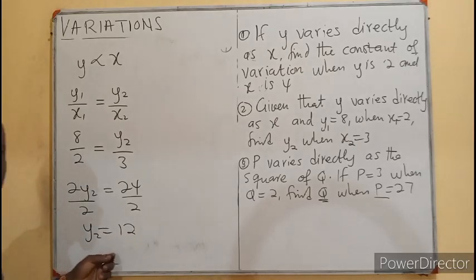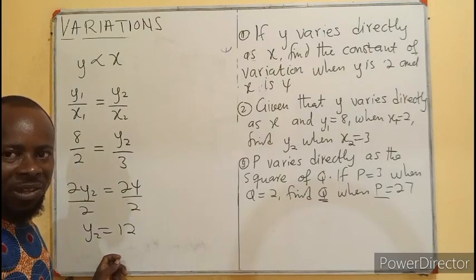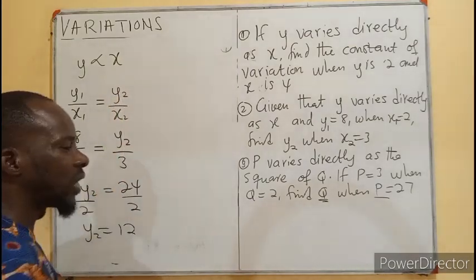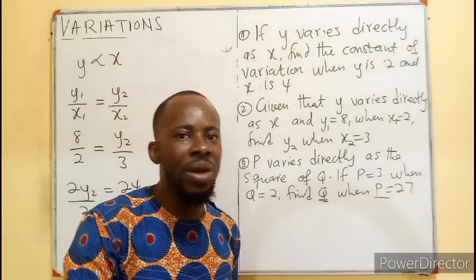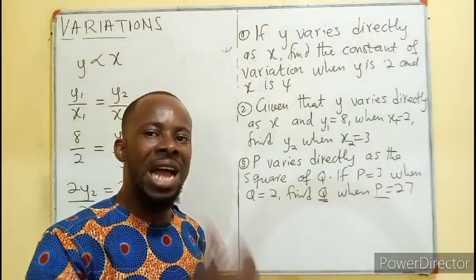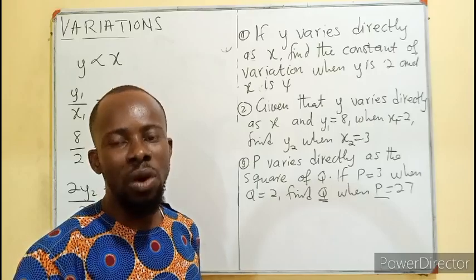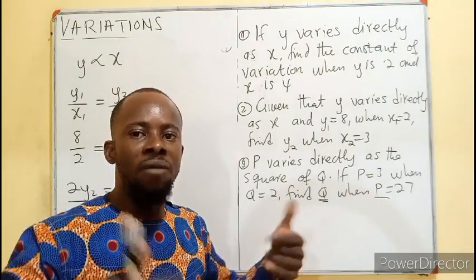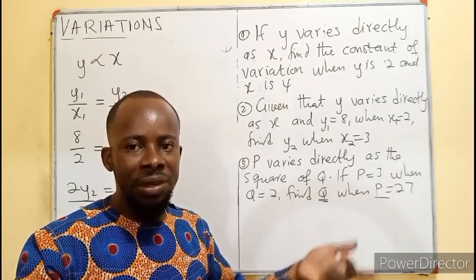You remember we got 12 for the y when we first found the constant of variation. So we can also solve the question without the constant of variation, since the definition says that direct variation is the same as direct proportion. You can find the proportion of the two variables, then you find the missing one.